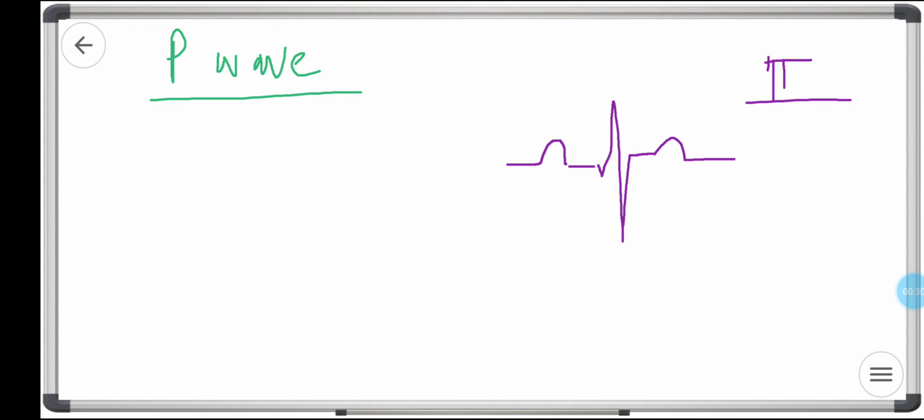So there is a rule of 2.5 small squares for the P wave. Again, this is for you to remember that it is a maximum of 2.5 small squares wide and 2.5 small squares tall. The P wave morphology actually varies in any lead, depending on the location of the area that is acting as a pacemaker.